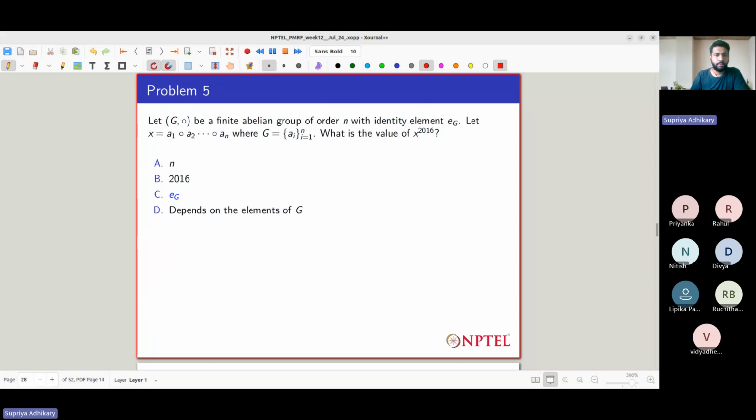Okay, so in problem 5, we are given a group, a finite abelian group of order n, and the identity element is given as E of G. We are given X as the composition of all the elements in G. So G has order n, and all the elements A1, A2 up to An are composed together, and we call that element X. A1 to An are basically all the elements of G. So what is the value of X to the 2016?